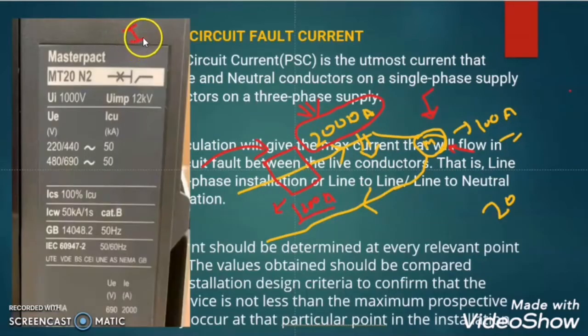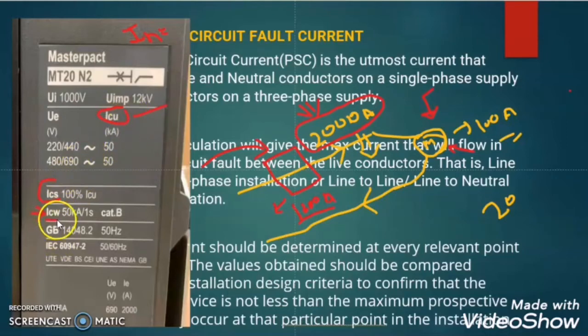In a circuit breaker, apart from the nominal current rating, you will find the short circuit breaking capacity of that circuit breaker. Here you can see that ICU, ICS and ICW are all short circuit breaking capacities of this circuit breaker. Of course, there is a difference between ICU, ICS and ICW, which I already explained in my air circuit breaker nameplate detail video, but these are all related to the short circuit breaking capacity.